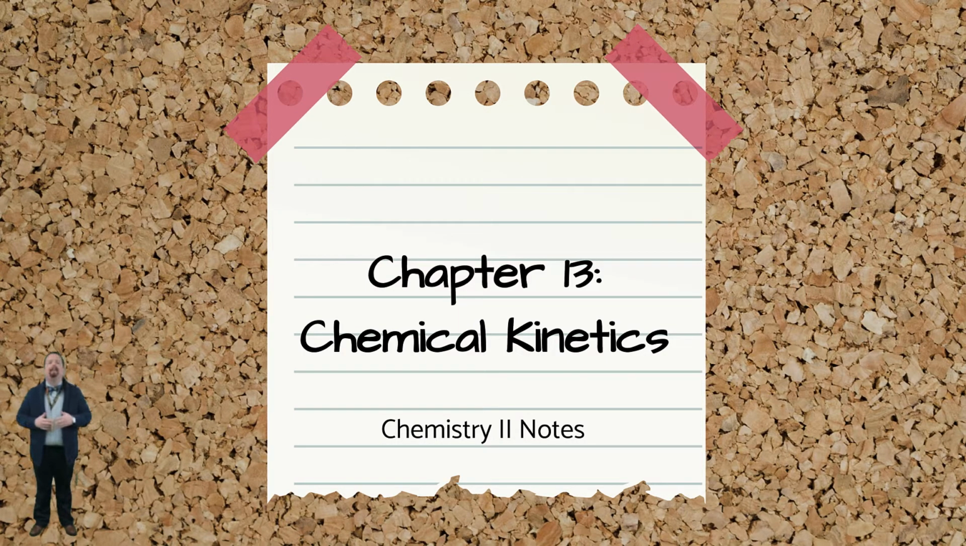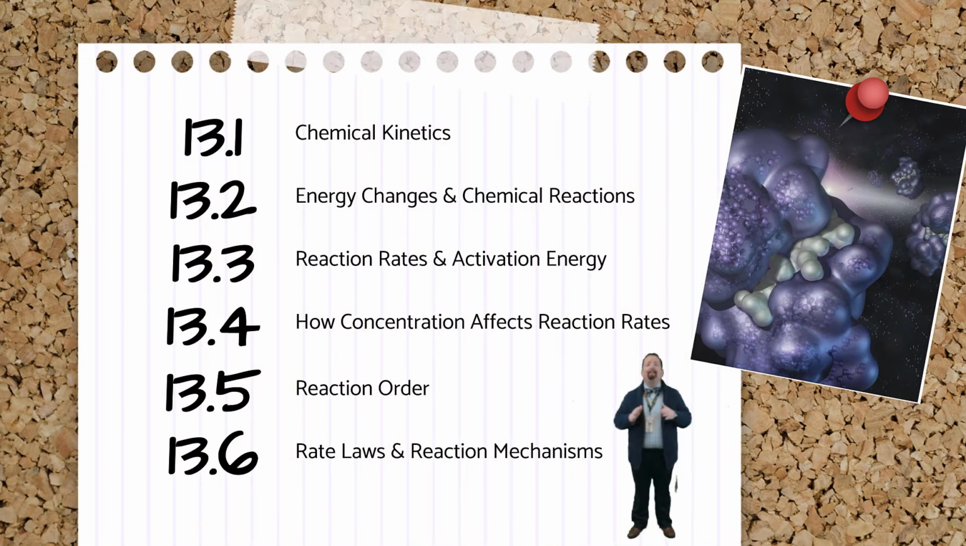Today we're going to cover Chapter 13, which is all about chemical kinetics. In this chapter we learn the basics of chemical kinetics, the types of energy changes that occur in chemical reactions, what an activation energy is and how it affects reaction rates, how changes in concentration can affect the rate of a reaction, the orders of reaction, and how rate laws relate to reaction mechanisms. That's a lot to get through, so let's get started.